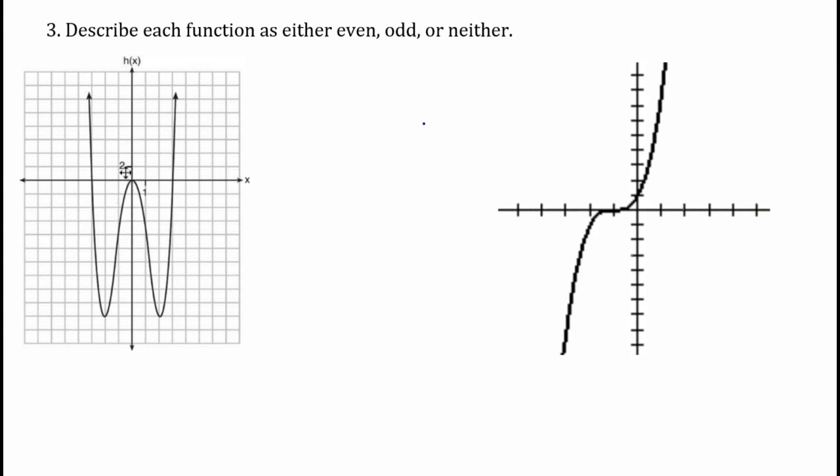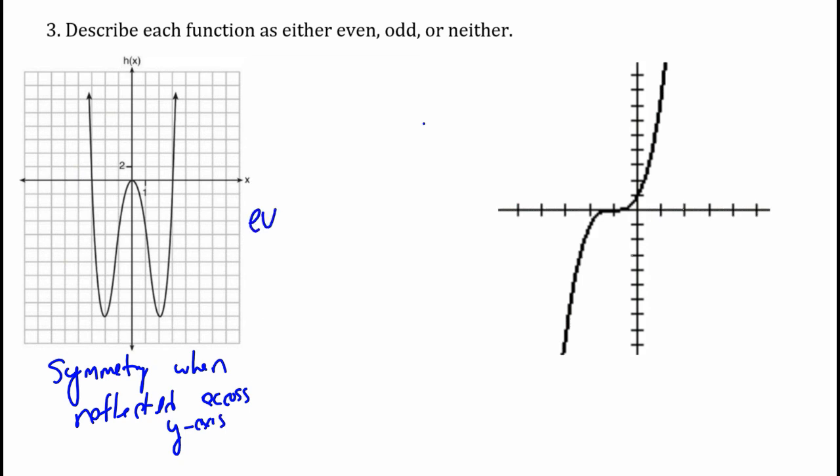And if you fold your paper along h of x there, this has symmetry when reflected across the y-axis, which means this is an even function. If I look at this graph over here, if I take it and reflect it across the y-axis, I clearly don't get the same thing. I clearly cannot reflect that across the y-axis and get the same thing.